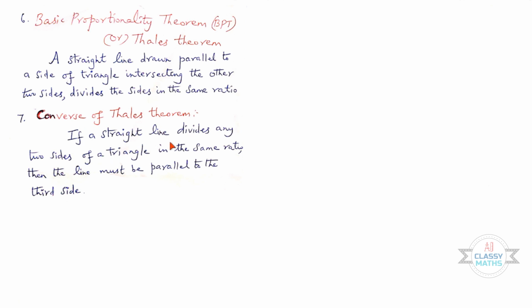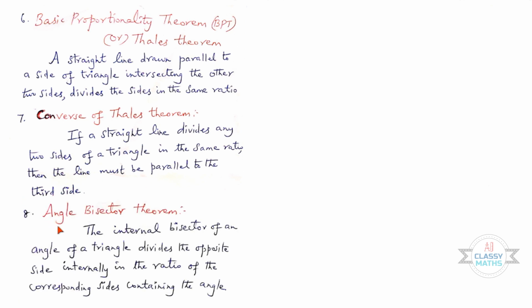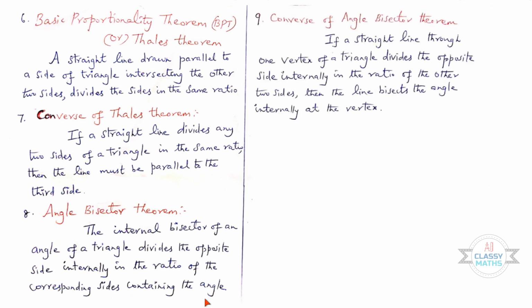If a straight line divides any two sides of a triangle in the same ratio, then the line must be parallel to the third side. Eighth one, angle bisector theorem. The internal bisector of an angle of a triangle divides the opposite side internally in the ratio of the corresponding sides containing the angle. Ninth one, converse of angle bisector theorem.